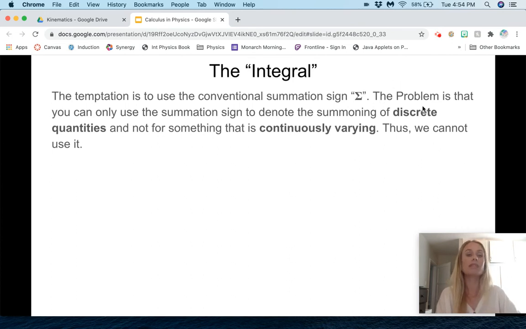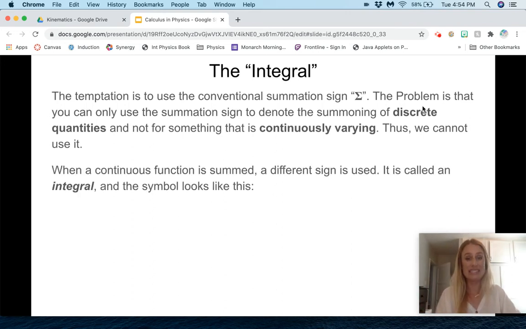Now the problem with this is we can only use a summation sign to denote summing of discrete quantities and not for something that's continuously varying. So because of that, we use a different symbol. When a continuous function is summed, a different sign is used, which is called an integral, and it looks like this. We're summing up all those areas under the curve when we use this integral sign right here. Sometimes I'll call this the snake.